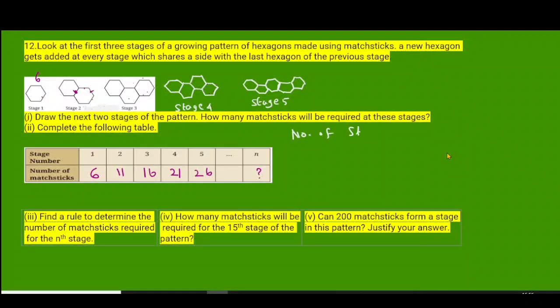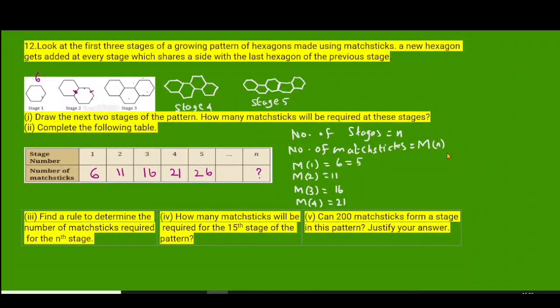Number of stages is n. So number of matchsticks is our required answer. We take the number of matchsticks used for n stages. In one stage we get 6 matchsticks, in the second stage 11, in the third stage 16, and in the fourth stage 21. Now look at the pattern.